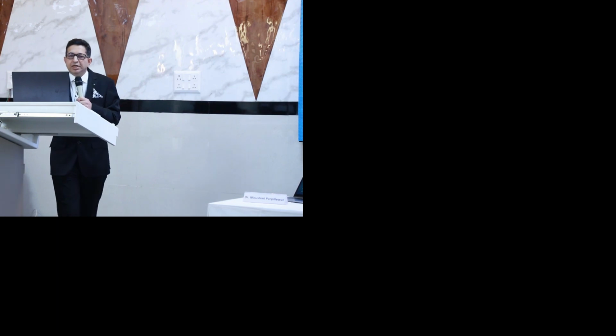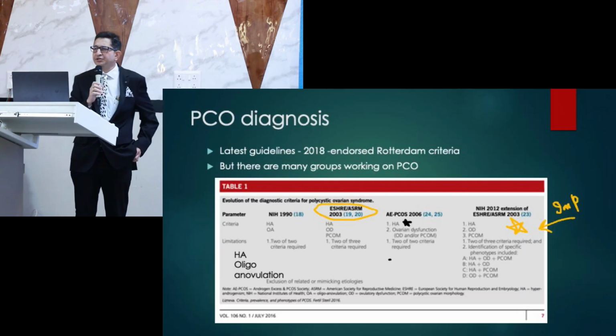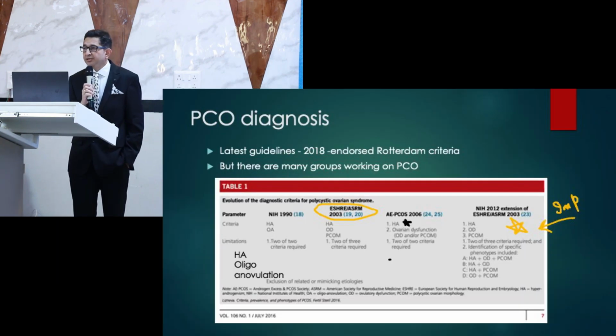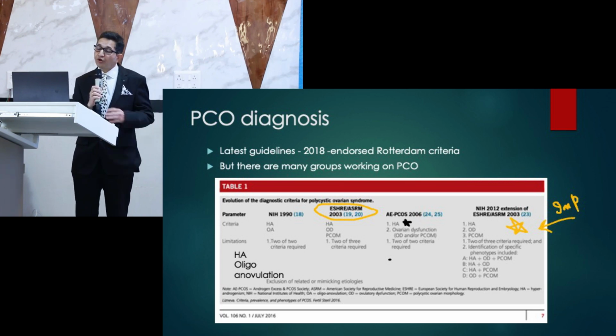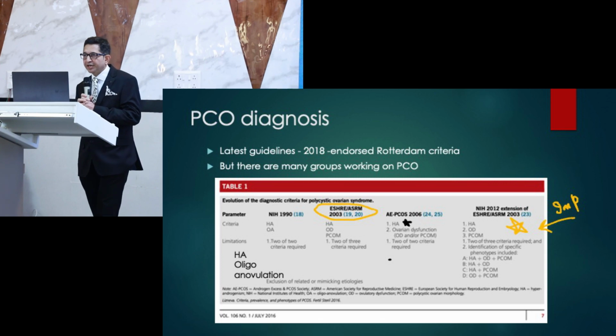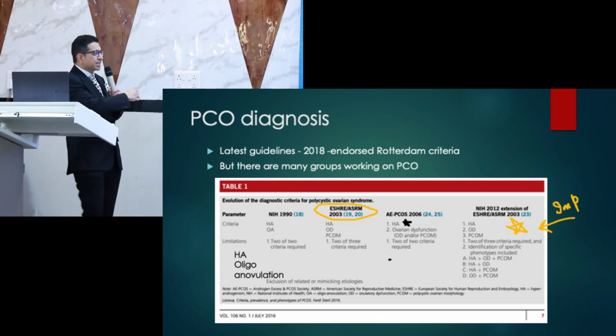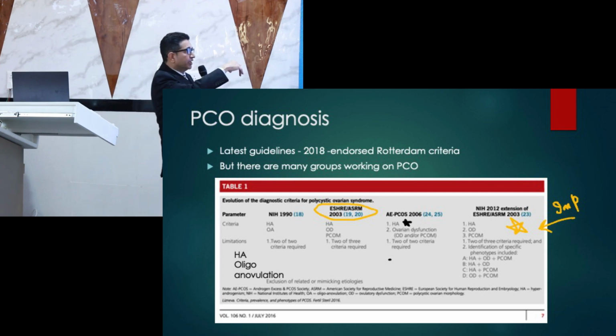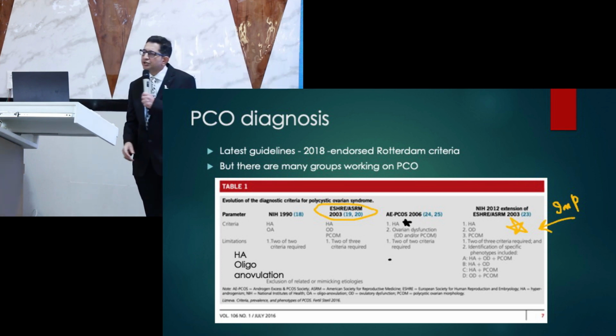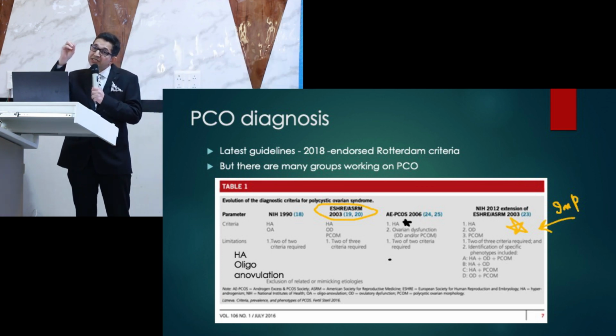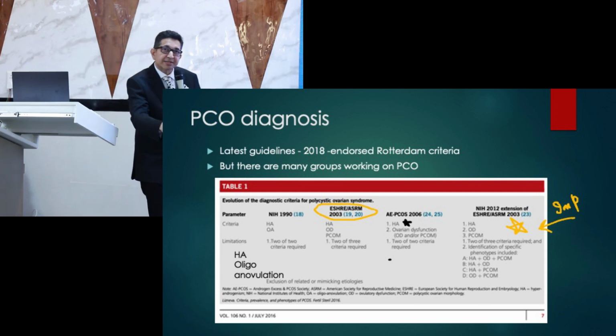Whenever you think of PCO guidelines, you should know which classification they are following. And as we have already discussed, they are following Rotterdam classification. But there are many classifications which are available in the textbooks. And NIH 2012 classification is something which is important. And why is it important?